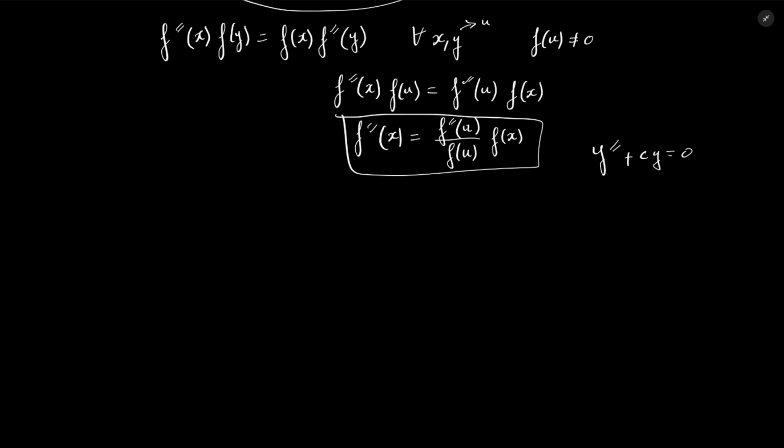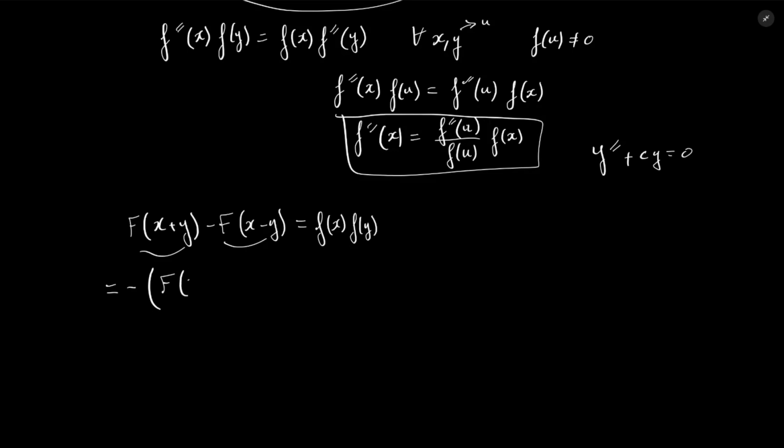So about the question whether f is an odd or even function, the way we are going to answer this question is to write that big F of x plus y minus big F of x minus y. As we know, this is equal to f of x multiplied by f of y. And what we can notice is that if we reverse these two elements, we may find something interesting about f. So let's say that this is equal to the opposite of big F of x minus y minus big F of x plus y.